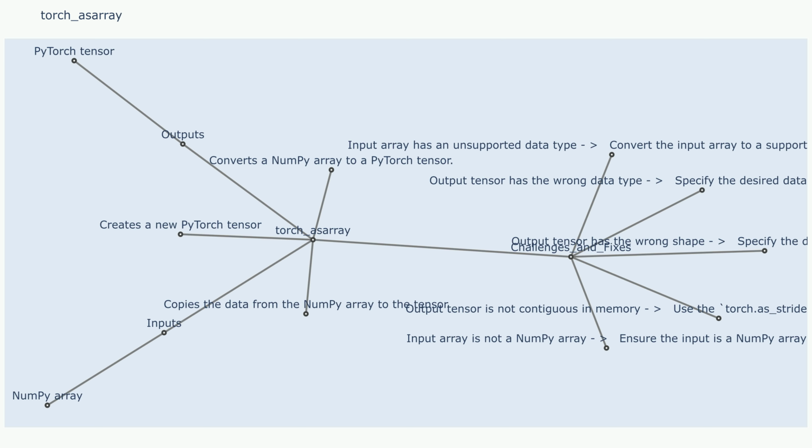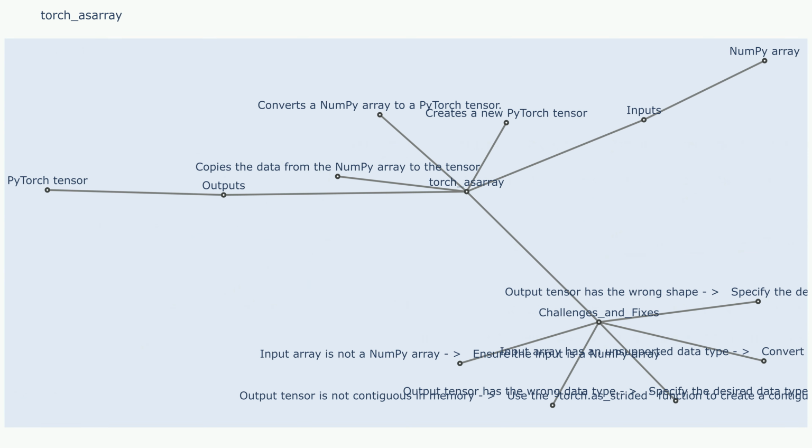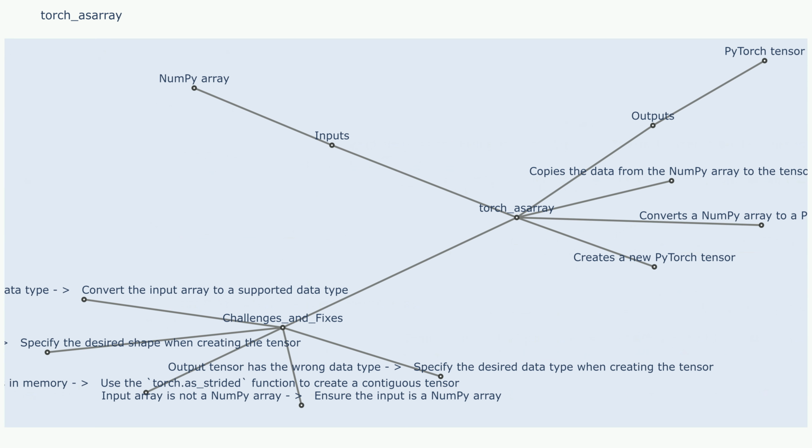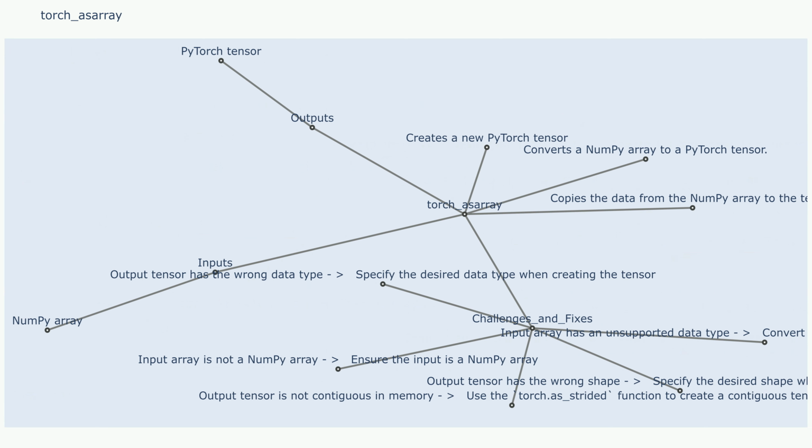torch.asarray. Description. The torch.asarray function converts a NumPy array or a list to a PyTorch tensor. It provides a convenient way to seamlessly integrate NumPy and PyTorch. Inputs. Input 1, a NumPy array. This can be a multi-dimensional array. Input 2, a list. This can be a nested list representing a multi-dimensional array.